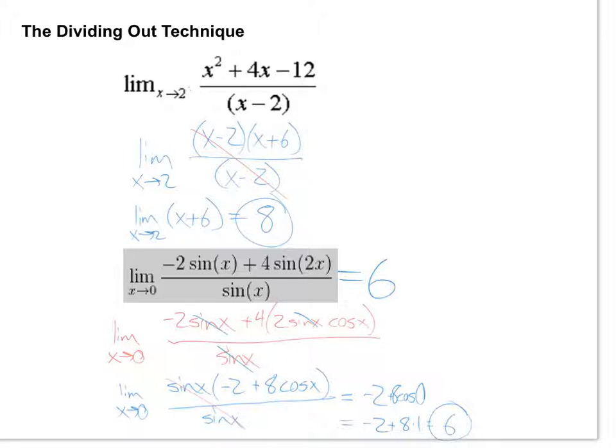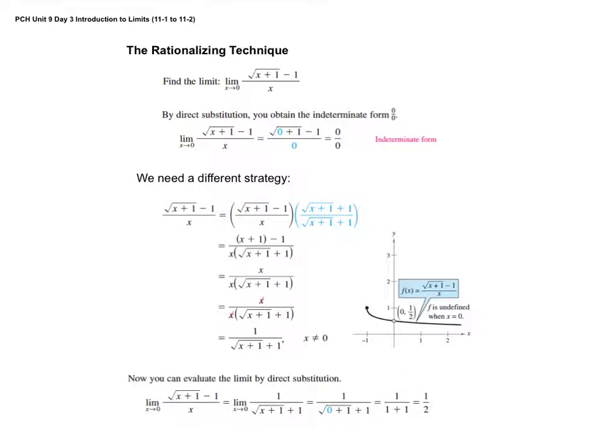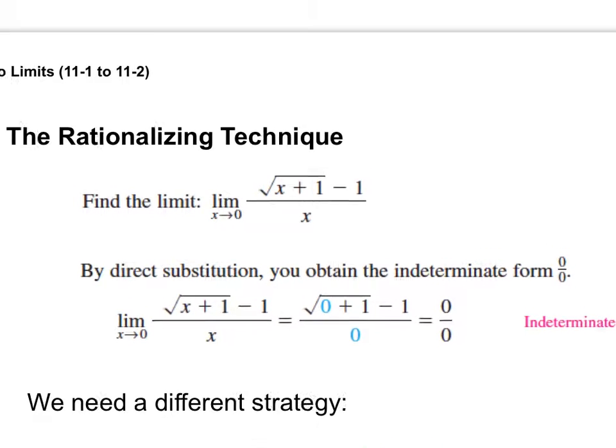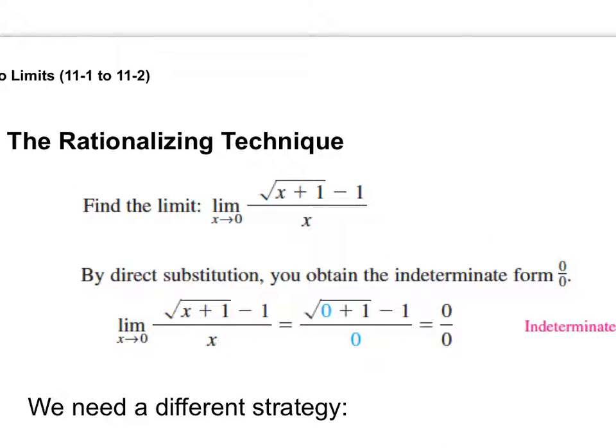Let's look at our other method. Again, our second method is going to take something that we've done in the past and just apply it to a brand new context. Okay? And that is the rationalizing technique. This one seems a little bit more complex, but it's really not too bad. Okay? So let's look initially at the problem we've got here. We want the limit as x approaches 0 of the square root of x plus 1 minus 1, all over x.